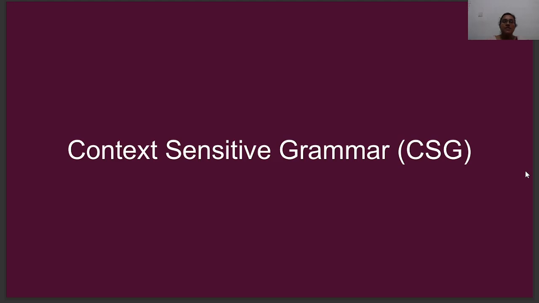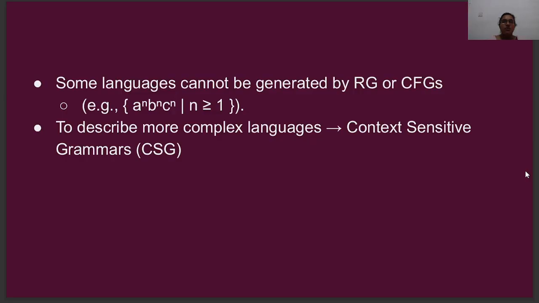So far, we have seen up to context-free grammars, and we saw earlier itself that context-free grammars cannot implement certain languages. So now we are moving on to context-sensitive grammar, which is more powerful than context-free grammar. Some languages which cannot be generated using regular grammar or context-free grammars can be implemented using context-sensitive grammars, and these grammars are used to describe more complex languages than what we saw in regular grammar or in context-free grammars.